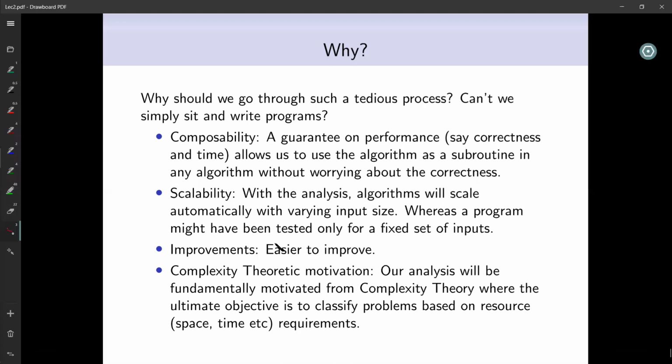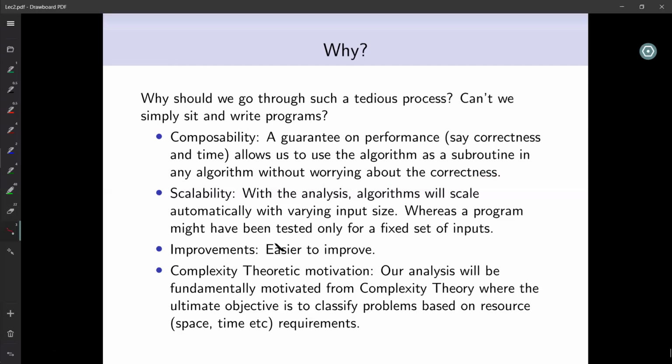One is, once you have a performance guarantee for an algorithm, you can use that algorithm as a subroutine anywhere without worrying about the correctness. Whereas for a program, you would know the correctness only on the examples that you run, only on the sample inputs you have run. Once you have a performance guarantee, you know that the algorithm works on all inputs, so you can use it as a subroutine anywhere without worrying about the context. Otherwise, it may happen that for that particular input, your program is not working.